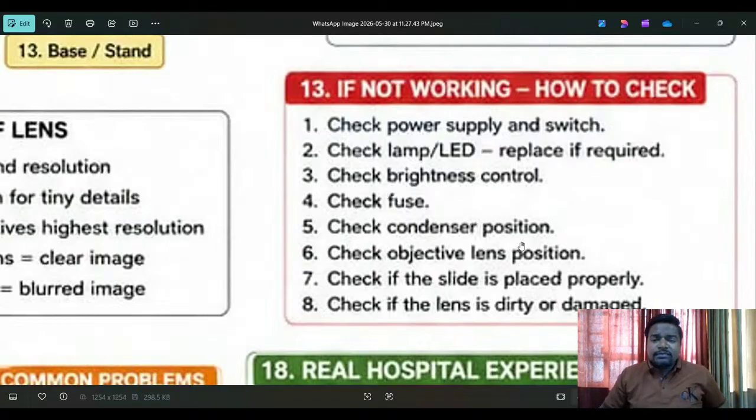And check condenser position. Next, this is also very, very important: the condenser position, how it looks. That's why, before starting this live session, I showed the medical equipment, the microscope, completely, and the parts also. That is the reason. Check the condenser's proper position. Sixth one is check objective lens position. Seventh, check if the slide is placed properly or not. And eighth, check if the lens is dirty or damaged. These are the maximum mechanical parts available in microscopes.